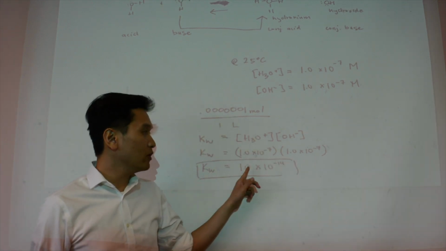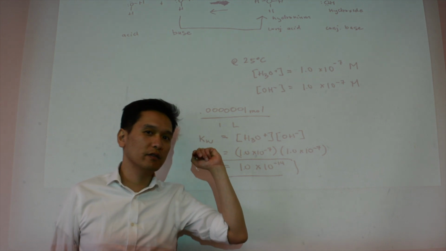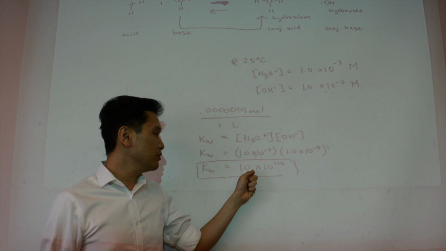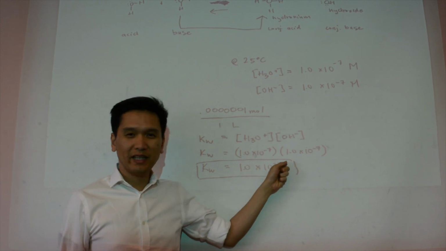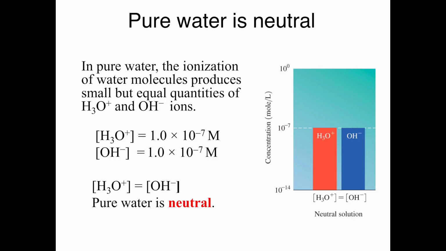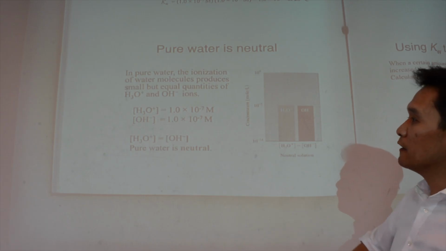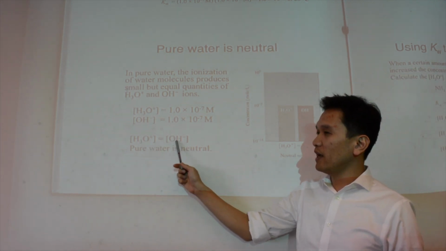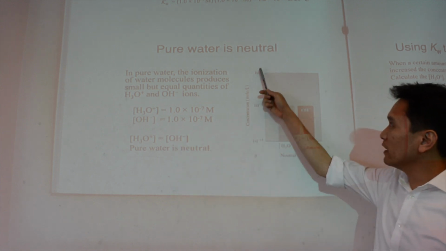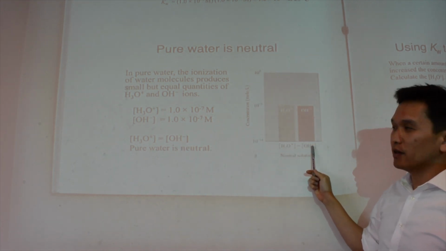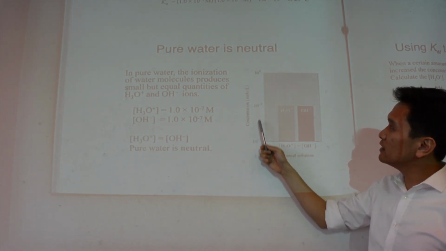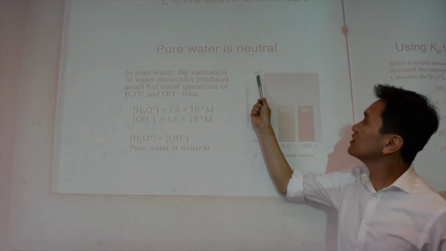The Kw of water at 25 degrees, remember we said this must be at 25 degrees. It turns out at different temperatures it is a different constant. But at 25 degrees it is equal to 1.0 times 10 to the negative 14. So that's why I have this graphic here to show us the concentration of pure water, where the concentrations of hydroxide and hydronium are equal to each other. If you draw that in a graph of hydronium and hydroxide, on the y-axis is concentration, 10 to the negative 14 here, 10 to the negative 7, 10 to the 0 there.